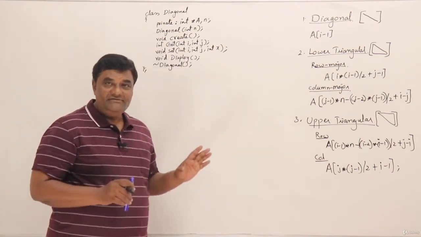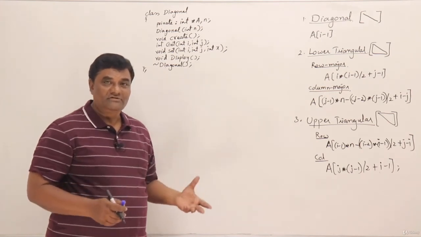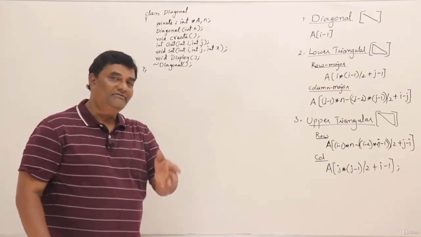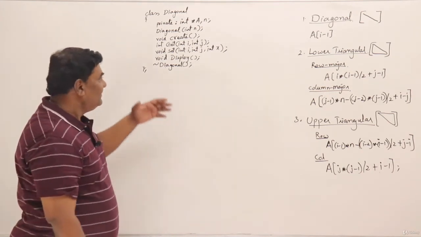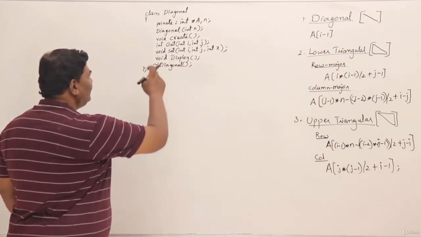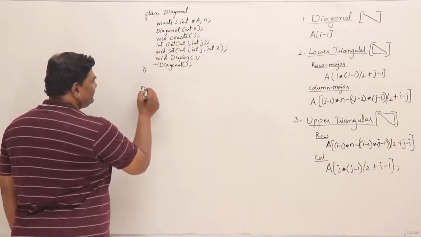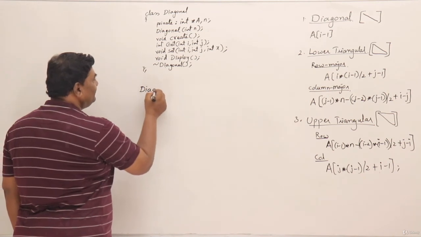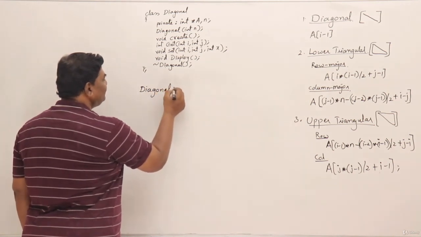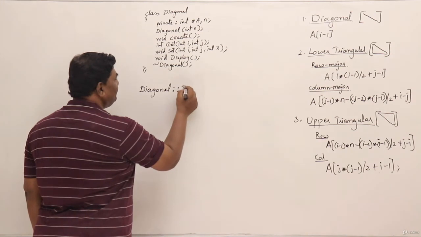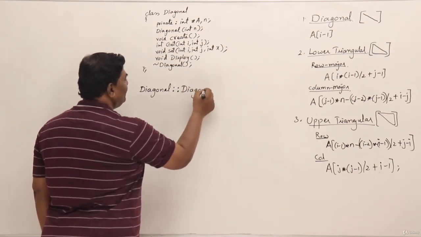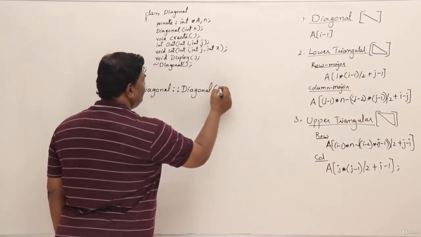So here remember that we are just looking at how the program should look like, but writing the actual code, I will write the code and show you. So let us pick up the first function, that is constructor. So for implementing the constructor outside the class, write the class name and the constructor name. The parameter is dimension n.